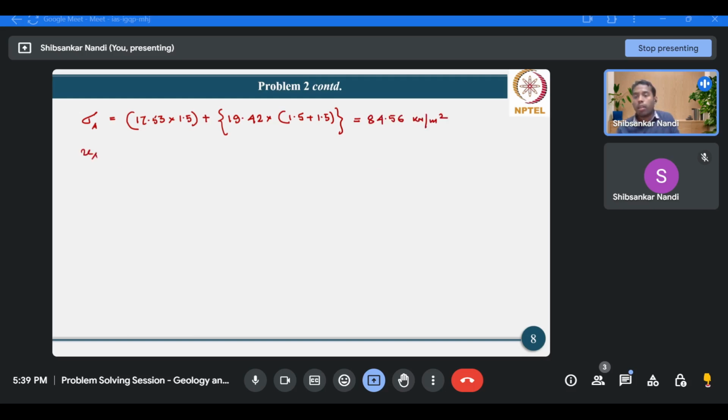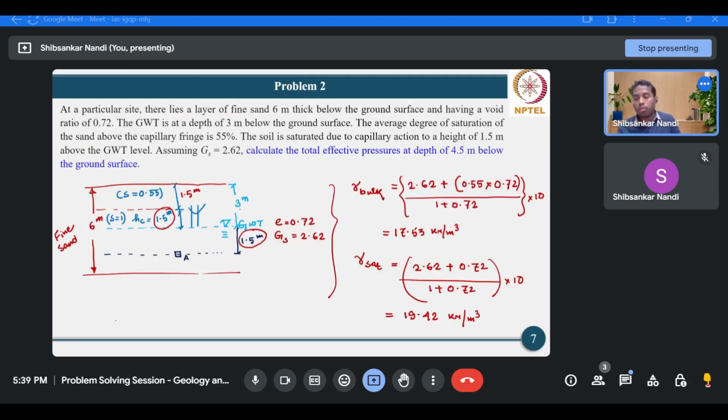And for u A, the distribution will look like this. Below the water table, it will start at a value 0 and increase with gamma w, so this is positive, and for the capillary fringe zone it will be negative. Okay, so this is measured as z. Now for this problem the z value is 1.5.